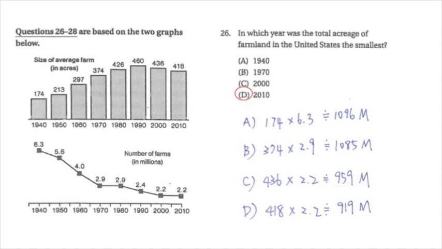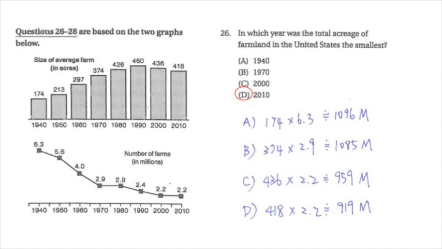Question 26 is asking us which year has the smallest total acreage of farmland. To do that, we're given the graph of size of average farm and the number of farms. To find the total acreage of each year, we need to multiply the average with the number. So for year 1940, we have 174 multiplied by 6.3, which is roughly 1,096 million.